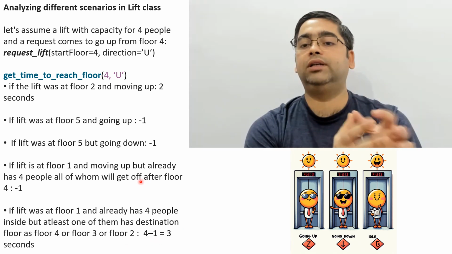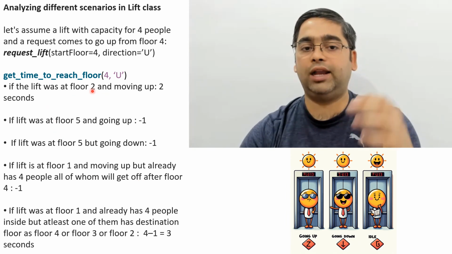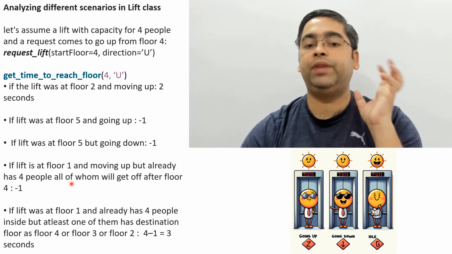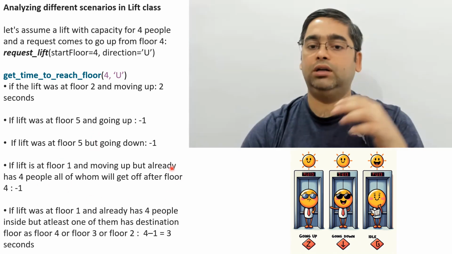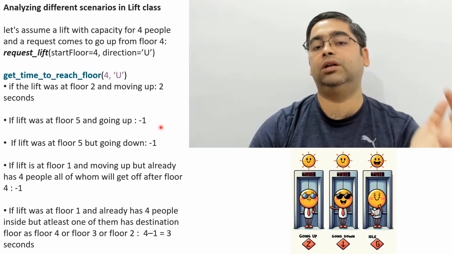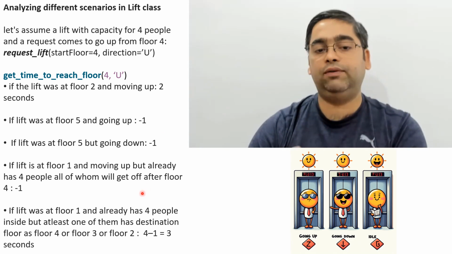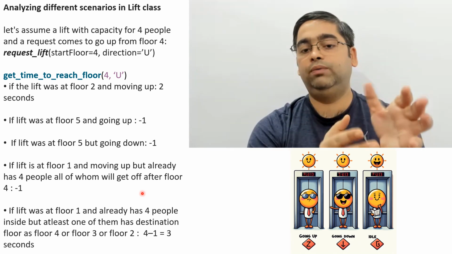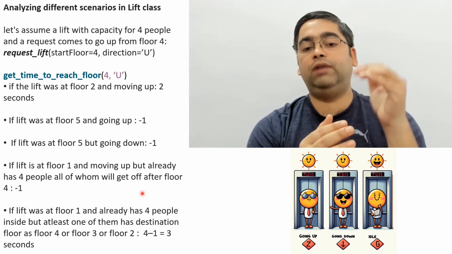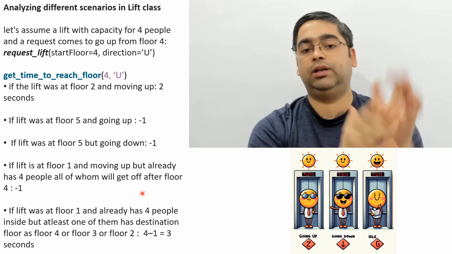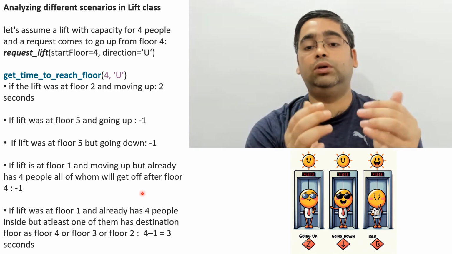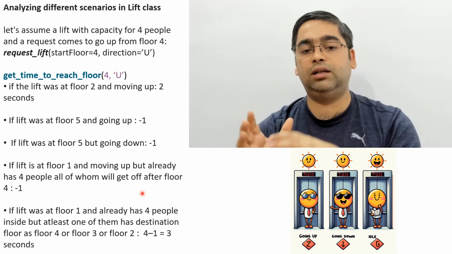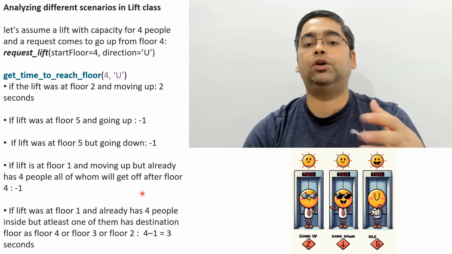So these are the different scenarios, and you see that based on the movement direction of the lift, the floor on which the lift is at, and the capacity of the lift, the behavior changes, and get time to reach floor returns different values. The same thing can be said for the tick method. Let's suppose the lift is going up, it is at floor 4. So when the tick method is called, the current floor will become floor 5, that is it will increase by 1. Let's suppose the lift was going down, so the current floor would have become 4 minus 1, that is 3. So you see the different methods inside the lift class behave differently based on the state of the lift.